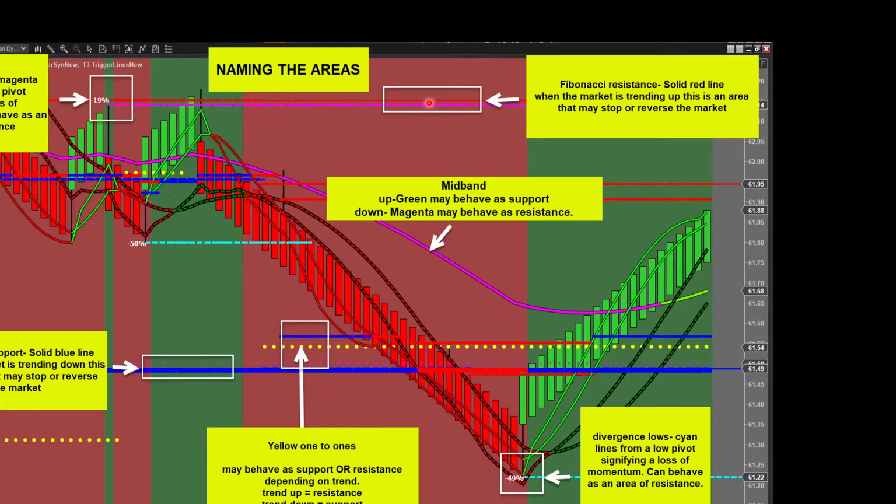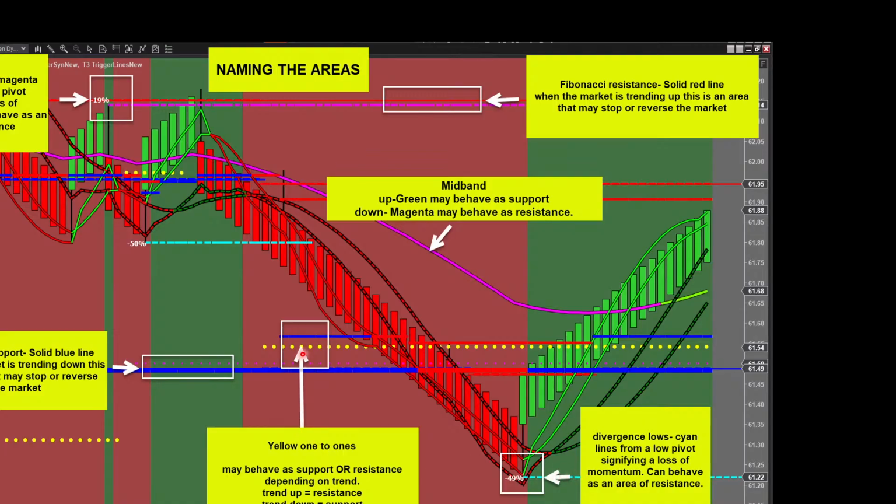You're going to see Fibonacci resistance. That's that solid red line. Anytime the market's going up, this is a place that could create a bounce. This is a place that could cause a reversal. You're going to see blue Fibonacci support. It has the same ability when the market is trending down. You're going to see divergence lows. When there's a loss of momentum at a pivot, you see that divergence low.